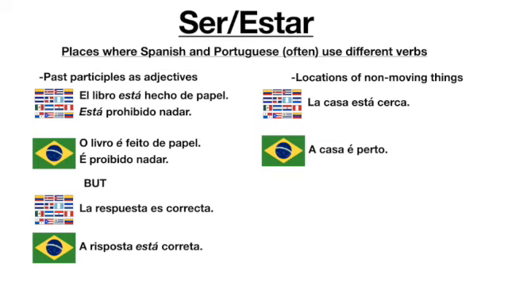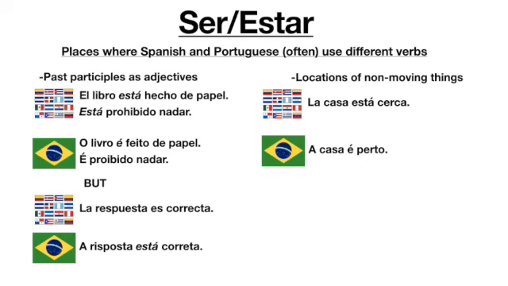So one example where we often see a difference between the verbs that are used is when we have past participles used as adjectives. For example, in Spanish, if I say something like, the book is made of paper, I say, el libro está hecho de papel. But if I want to say it in Portuguese, I say, o livro é feito de papel. So in the Spanish version, I'm using estar, which is the more temporary copular verb. And in Portuguese, I use é, which is the more permanent copular verb. It's the one that comes from ser.